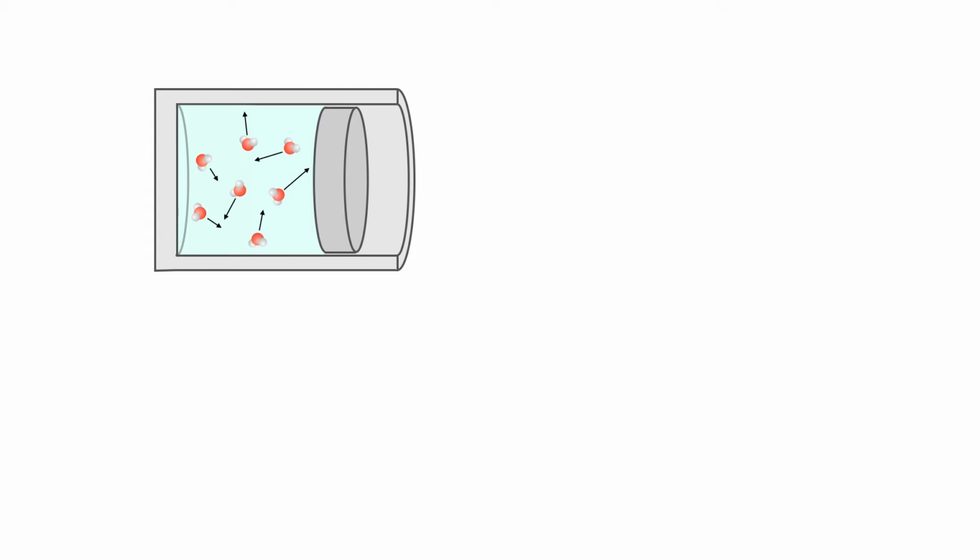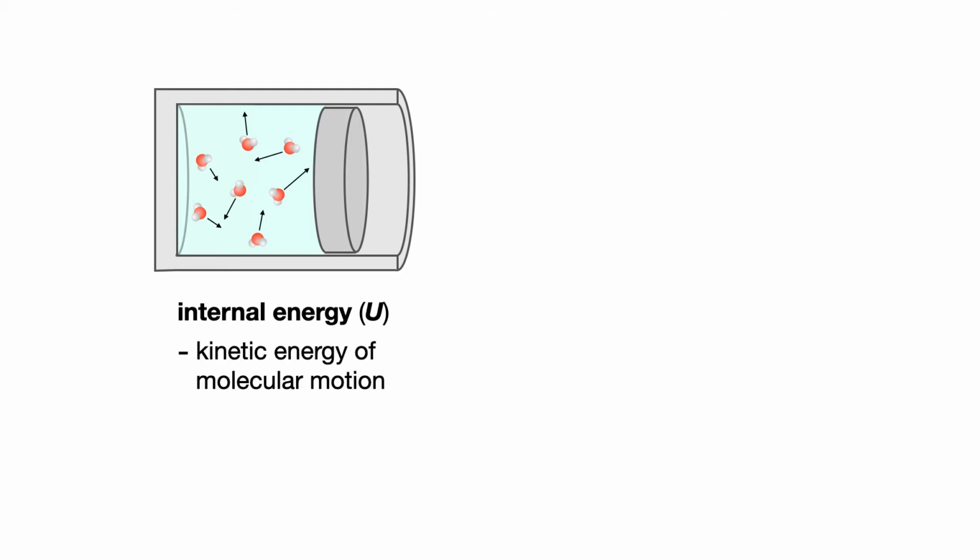Consider this system that might be a collection of water vapor trapped in a cylinder. A chemical system like this has an internal energy represented by the symbol U, and this energy consists of the kinetic energy of the molecules themselves, so the movement of the molecules through space, also the vibration or rotation of the molecules. And the internal energy also contains the potential energy associated with the arrangement of the molecules. So how the molecules are arranged with respect to each other, and also how the atoms are arranged within the molecules will affect the internal energy.